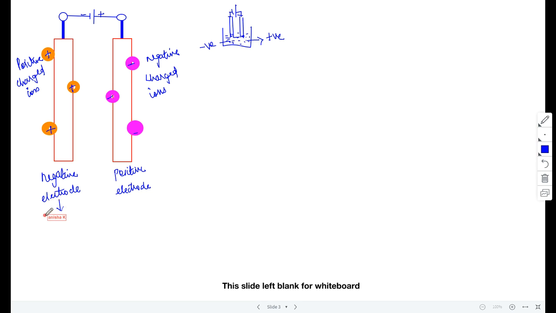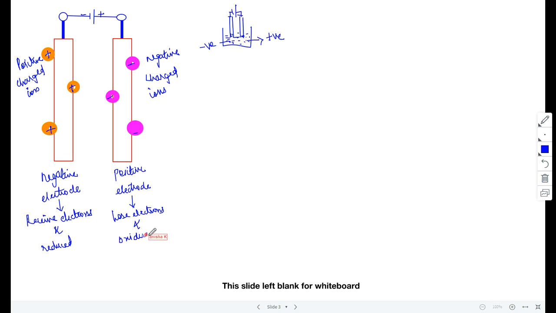At the negative electrode, what is happening? They receive electrons and are reduced. Whereas what is happening over here, they lose electrons and are oxidized.